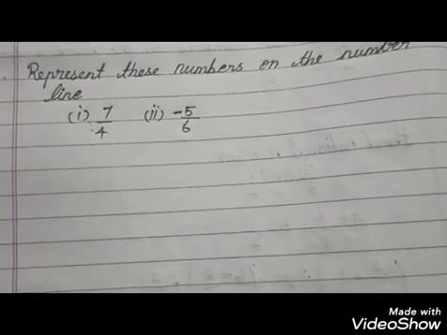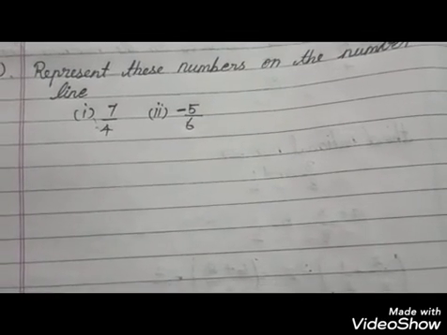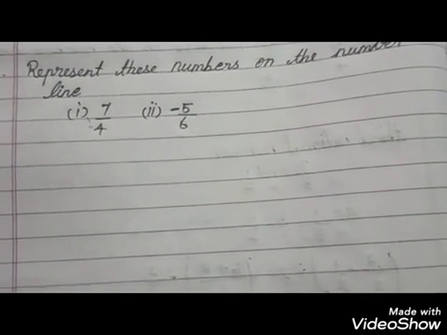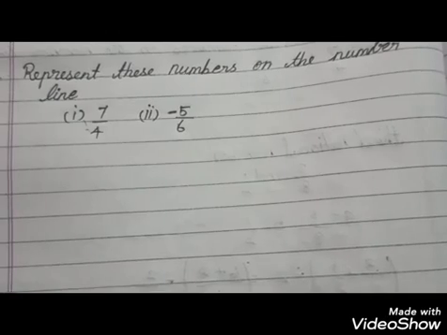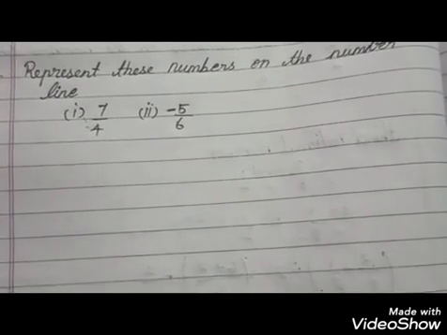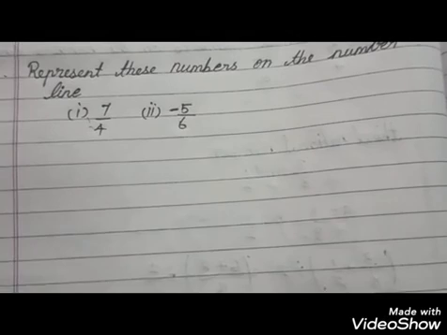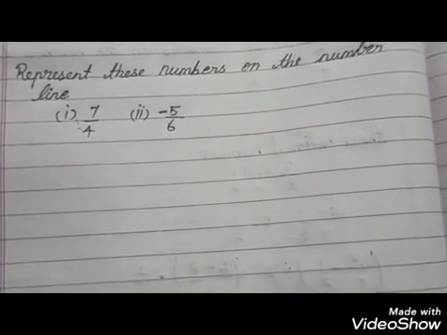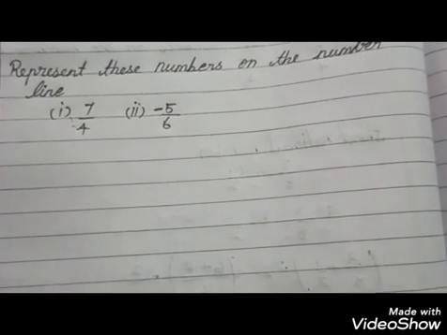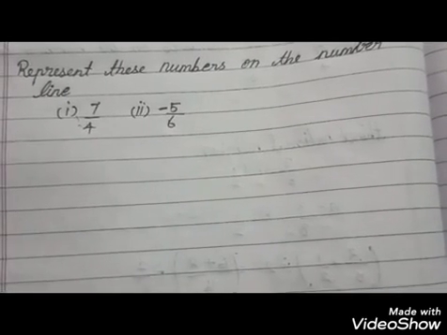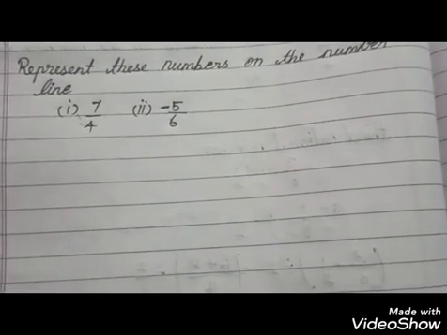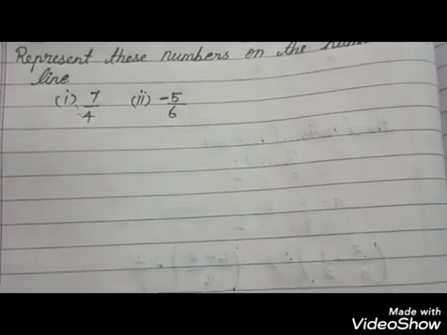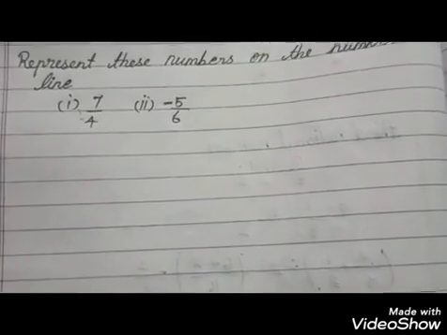Before you represent the numbers on a number line, first you have to see whether the given numbers are proper fractions or improper fractions. Whether it is negative or positive is secondary, but you observe the numerator and denominator and decide whether it is a proper fraction or improper fraction. Improper fraction means it is above 1 or 2. Proper fraction means compulsorily it is between 0 and 1 only.